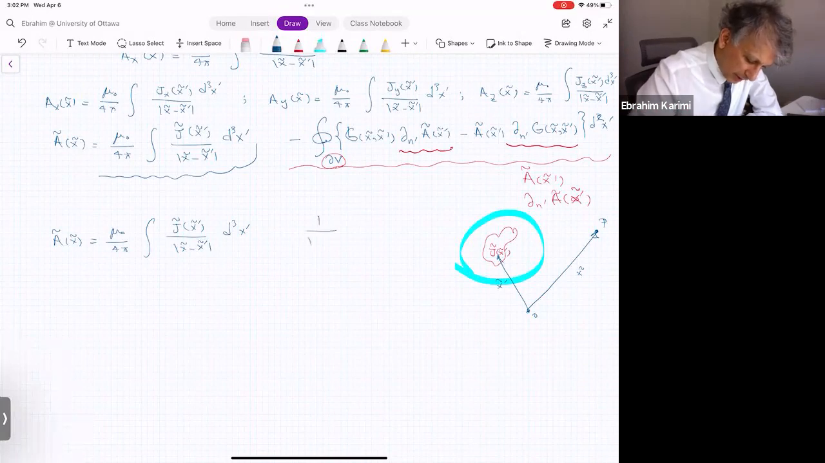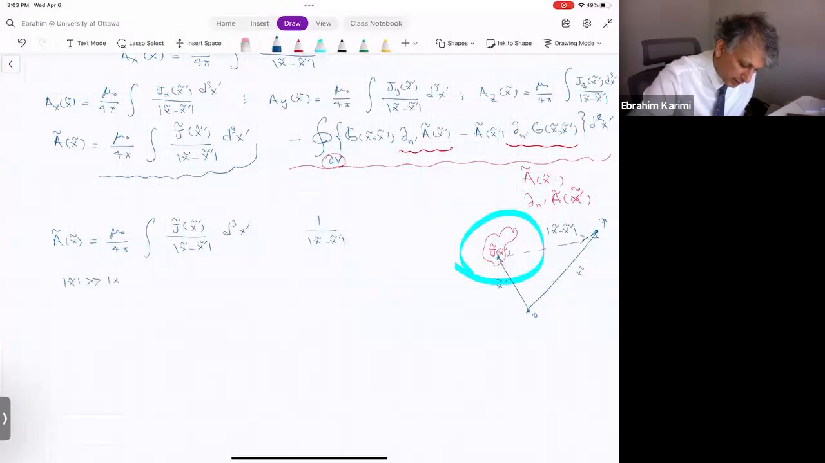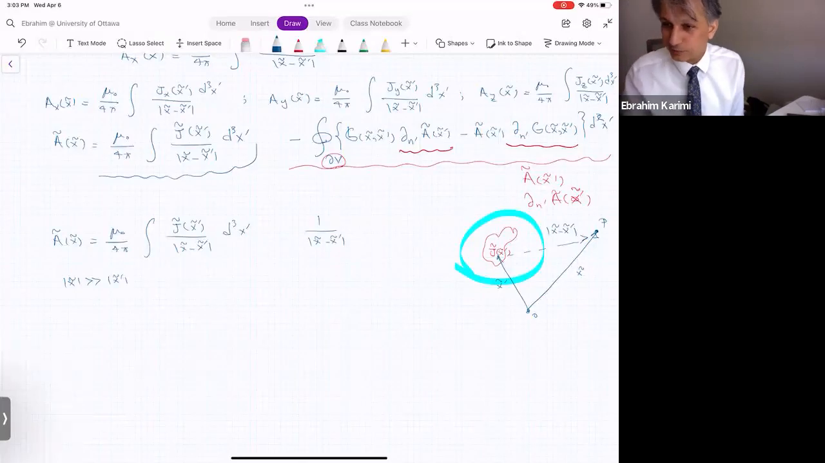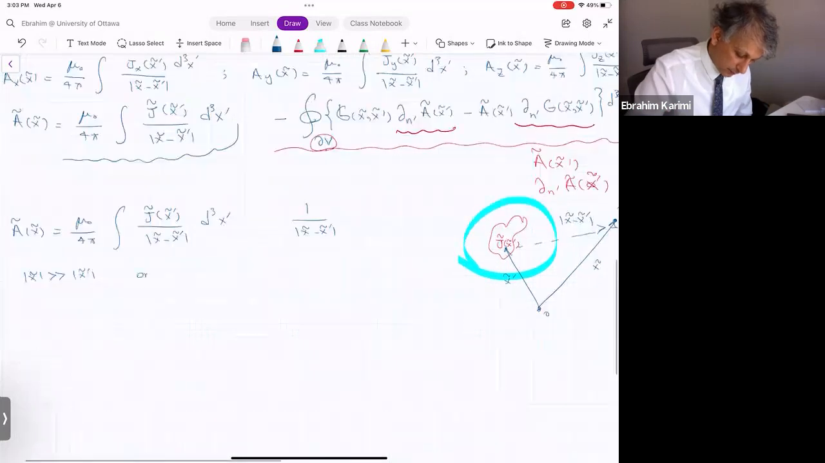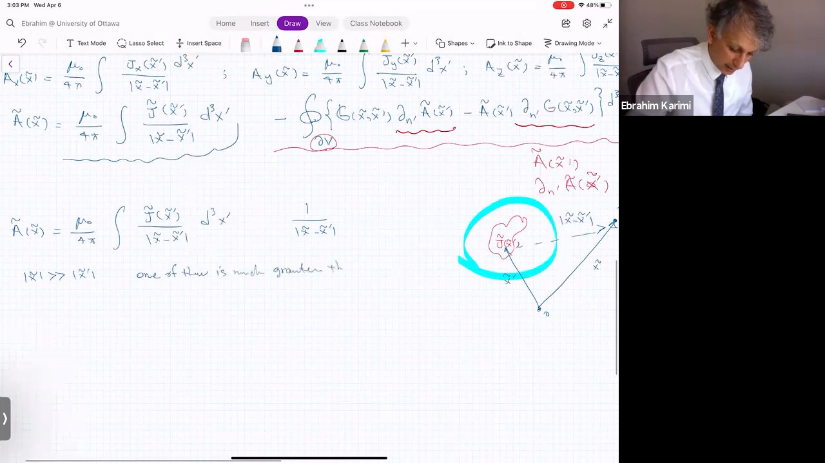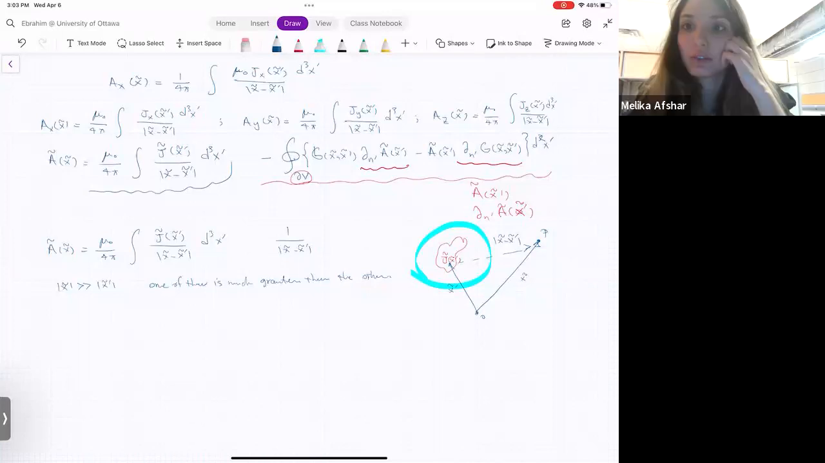The same way, so 1 divided by the magnitude of x minus x prime, which is that distance here. We assume that x is way, way greater than x prime. Or you can assume that x prime is way, way greater than x, depending on what you consider. In any case, one of them is much greater than the other. Okay? Then what can we do? Expand it. Exactly, we can do the expansion.